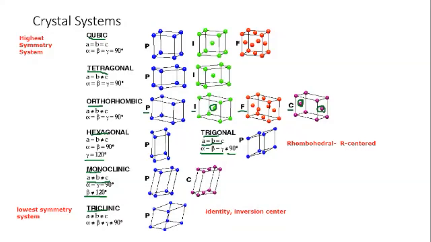So mainly what we do here at UTSA is we mainly look at organic or organometallic structures, and they usually crystallize in three crystal systems. So that's going to be triclinic, monoclinic, and orthorhombic.